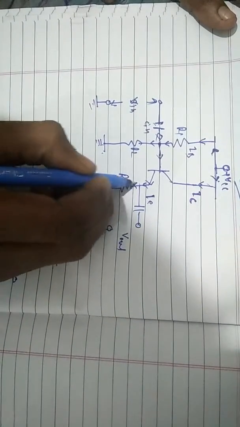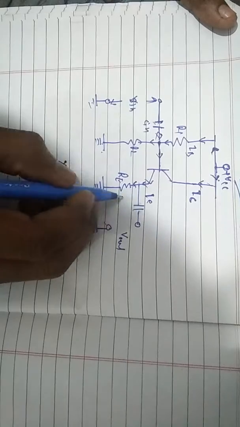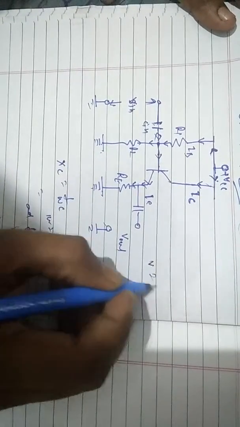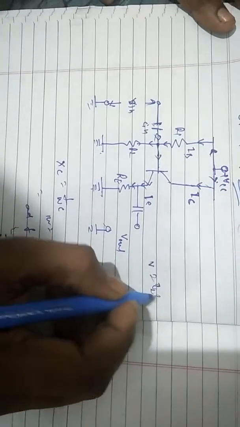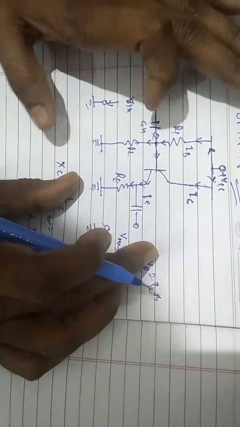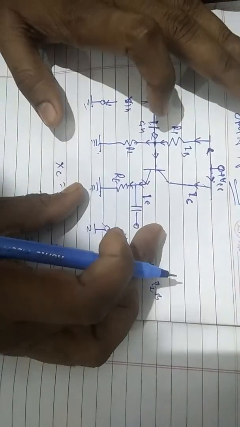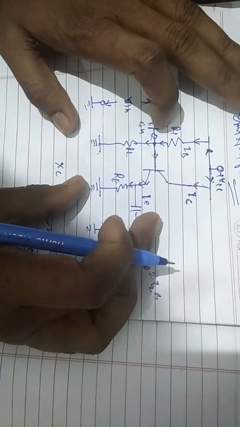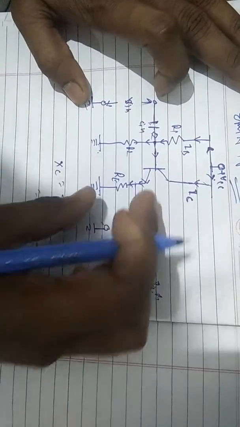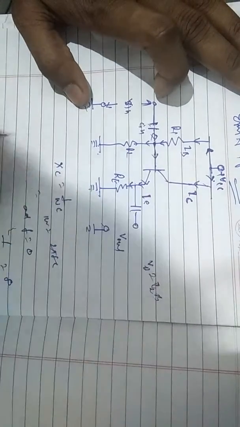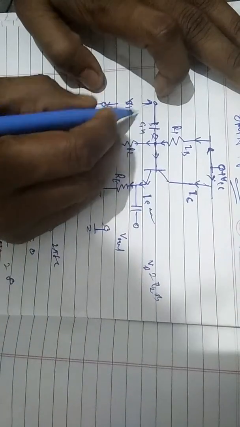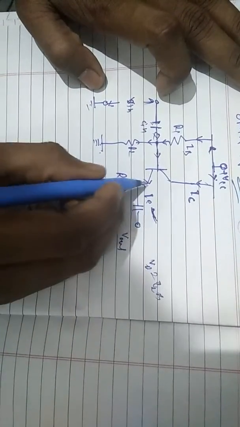This emitter current and RE resistance, if we multiply both, we will get voltage V equal to IE times RE. As you know that in parallel, voltage are same. Okay, so input voltage and RE voltage should be equal.